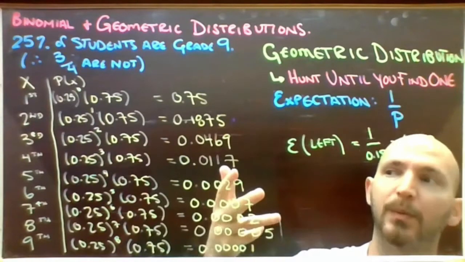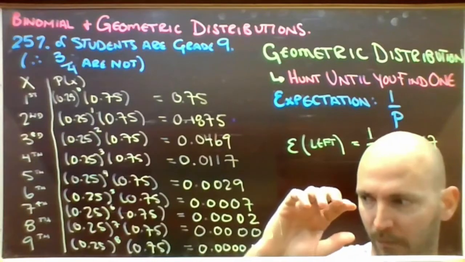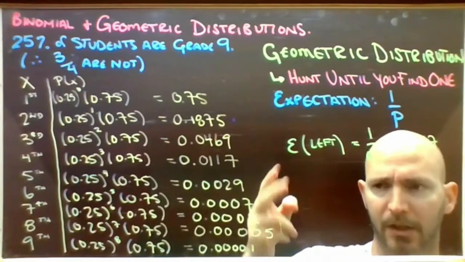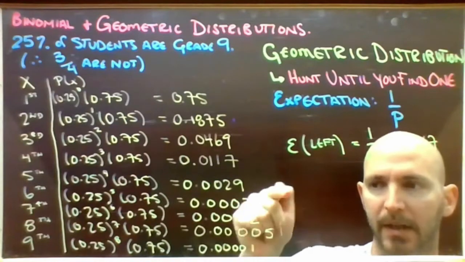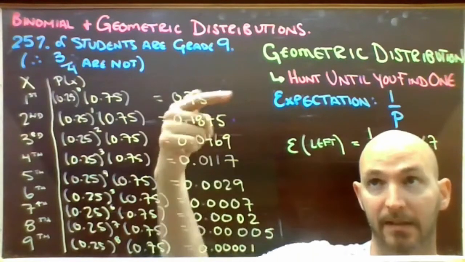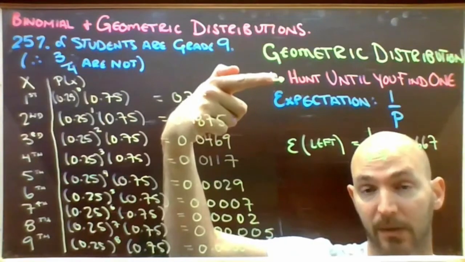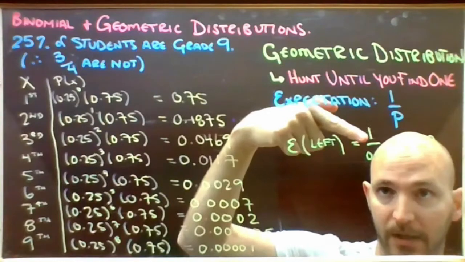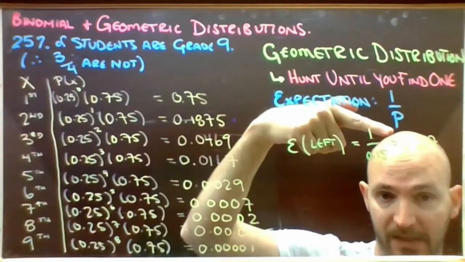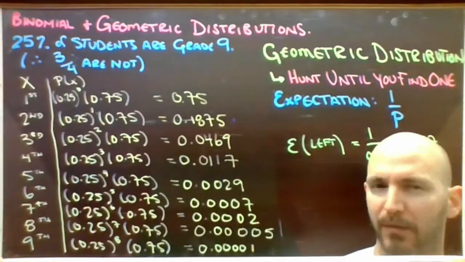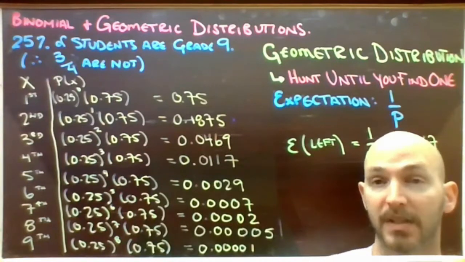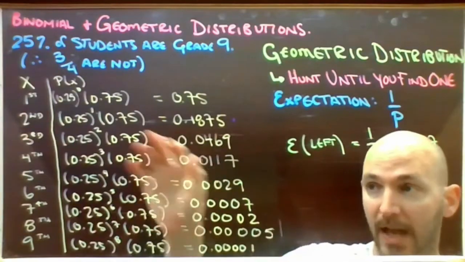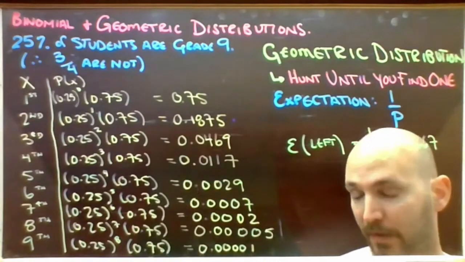If you were going through a room of random people, and you ask them, are you left-handed? Yes or no. Are you left-handed? Yes or no. And you keep going until you find someone who's left-handed. That's hunting until you find one. And you would expect to ask 1 over 15%, which is 6.667 people, before you found one. So we're going to take this, I'm going to get this out of the way, and I'm going to ask a few questions about probabilities of finding people.